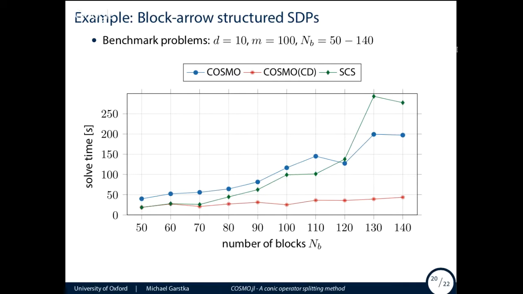SCS. And you can see that Cosmo without decomposition and SCS behave similarly. SCS is a little bit quicker for some problems. But what's a bit more interesting is that if you turn the decomposition on, then the solver scales very well and can solve problems a lot quicker. Because instead of doing a 1,400 by 1,400 projection, you actually just do 140 10 by 10 projections, which is a lot quicker.